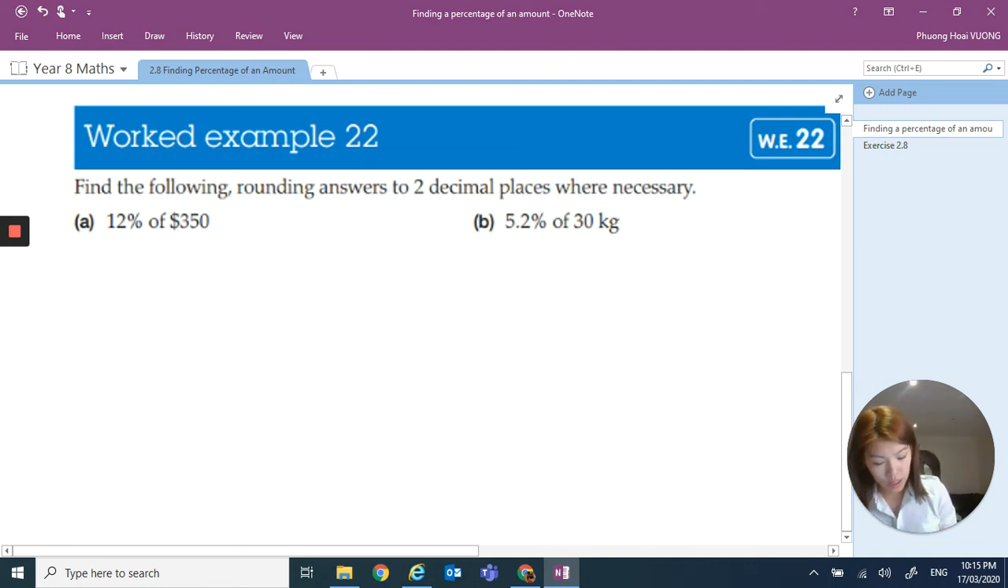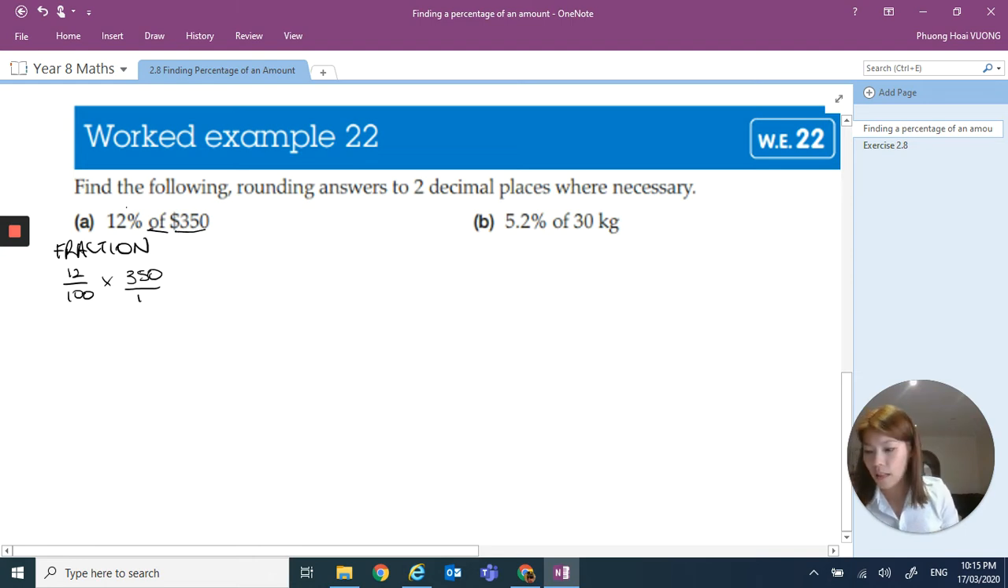So again, we're going to do it in two different methods. First as a fraction. How do we do that? 12% of, write the times, 350. 350 as a fraction is 350 over 1.